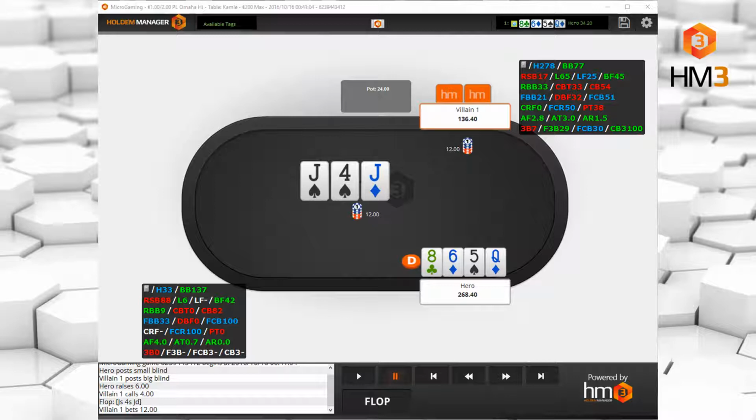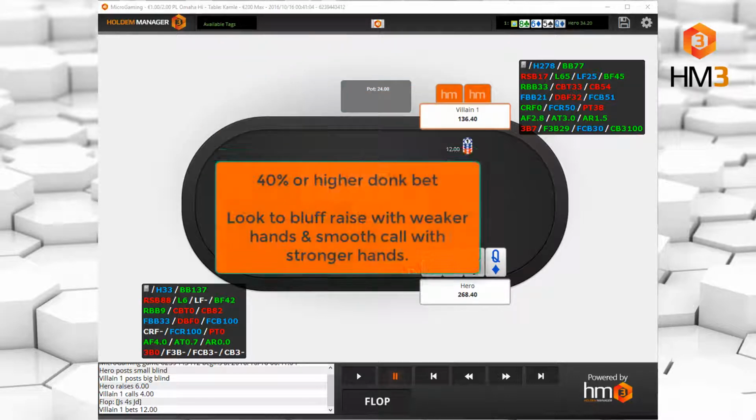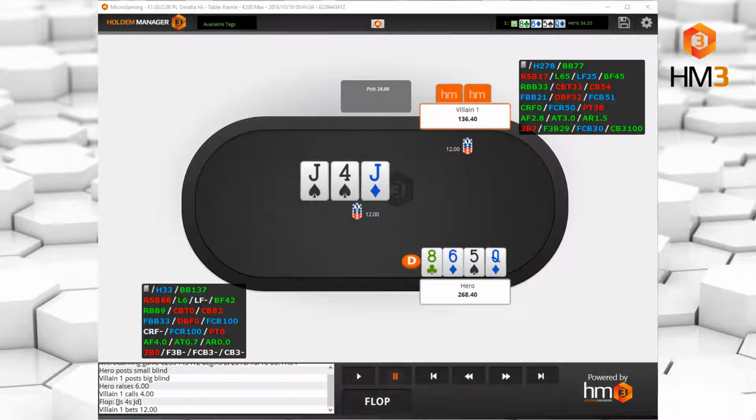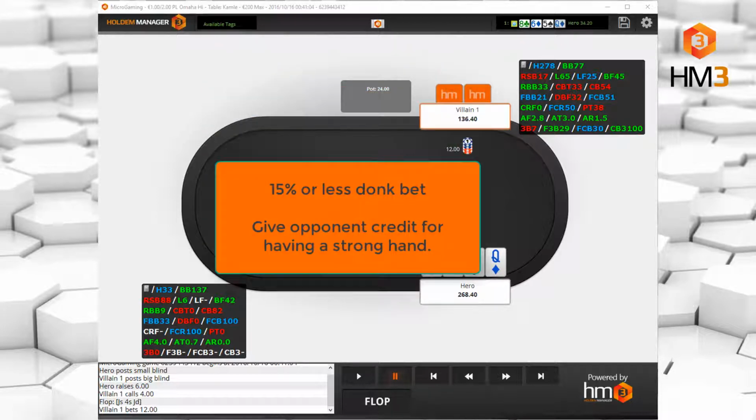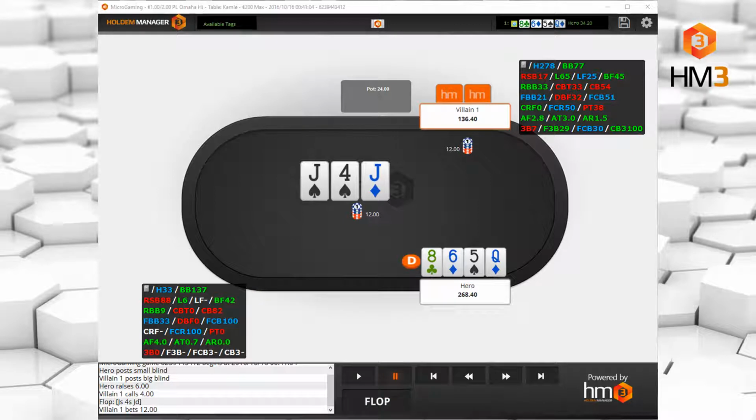If your opponent has a high donk bet flop percentage, anything over 40% or so, you should look to bluff raise more often with your weakest hands, as they are more likely to be bluffing. And likewise, you should also just smooth call with your value hands to allow them to continue barreling in later streets. If your opponent rarely donk bets, that is under 15% or so, you should give them more credit, especially on lower boards where they may look to be value betting and protecting their hand against vulnerable overcards on later streets.